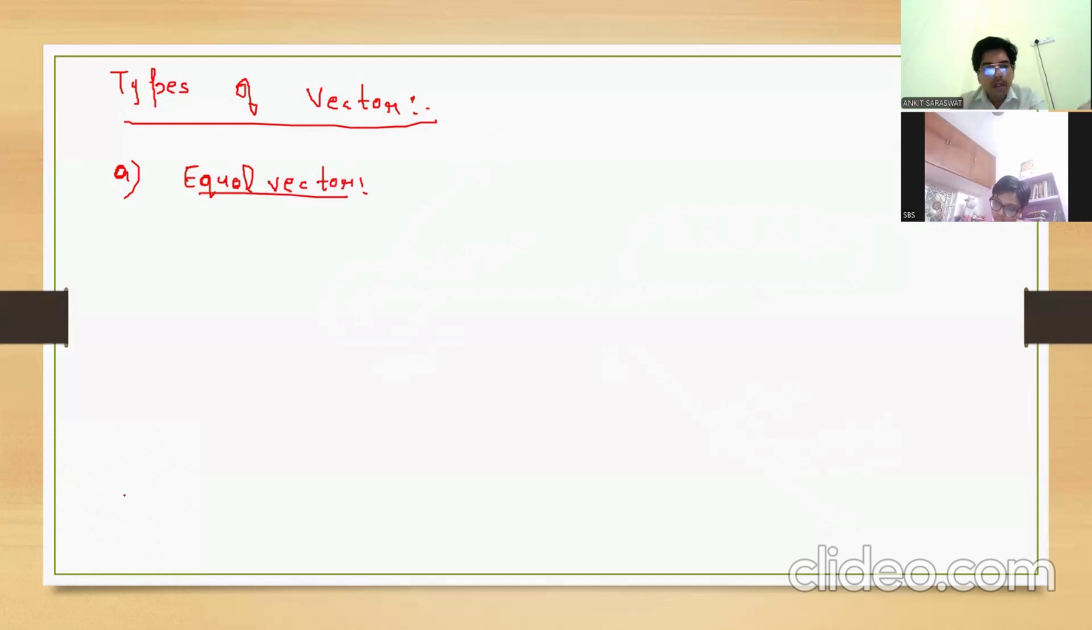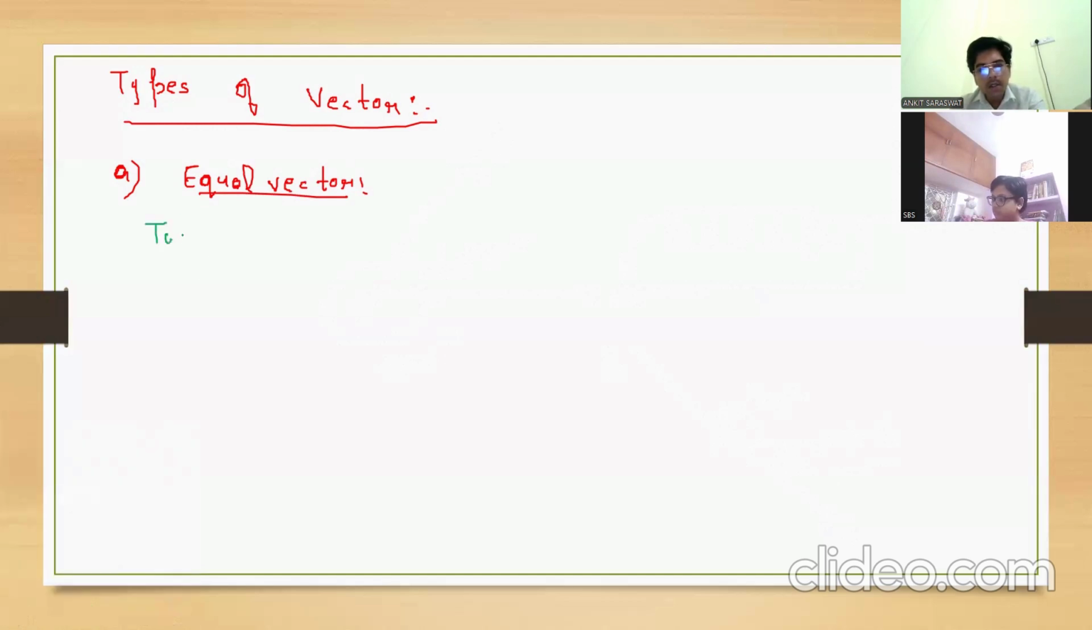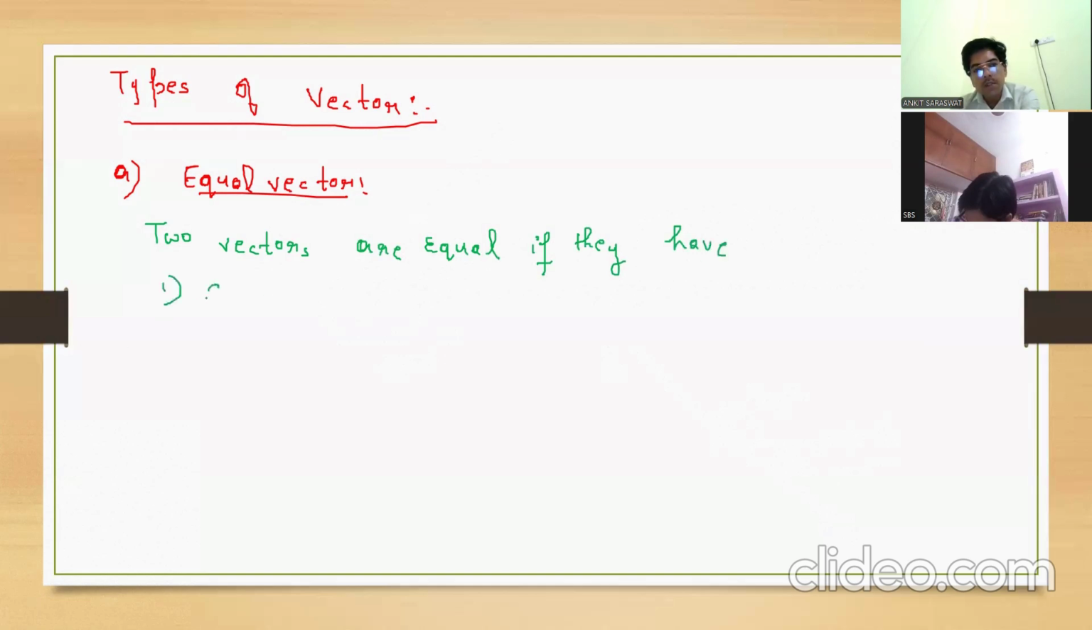So two vectors are equal. What is the condition? They have same magnitude and direction. Write down, two vectors are equal if they have first, equal magnitude, second, equal direction.